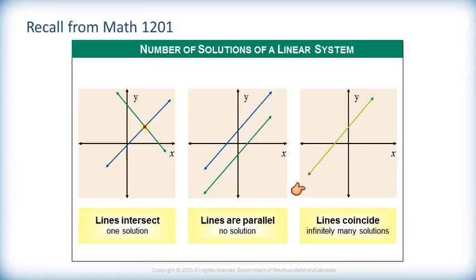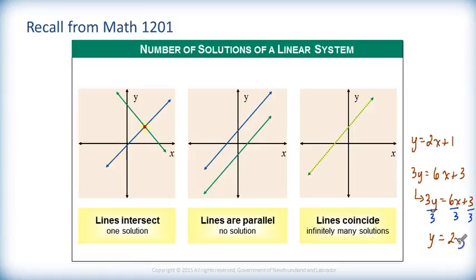And if we had the same line twice, for example, if I was graphing y equals 2x plus 1 and 3y equals 6x plus 3, these initially look like they may be two different lines. However, if I take the second one and divide everything by 3, I wind up with the same line once again, y equals 2x plus 1. So in that case, I'd have one line overlapping the other, and they'd intersect everywhere. Infinitely many points, therefore infinitely many solutions.